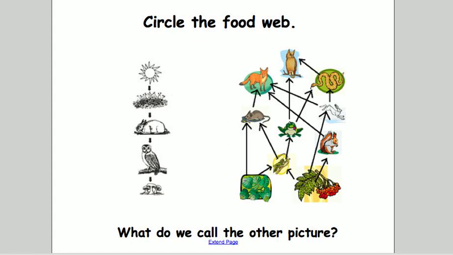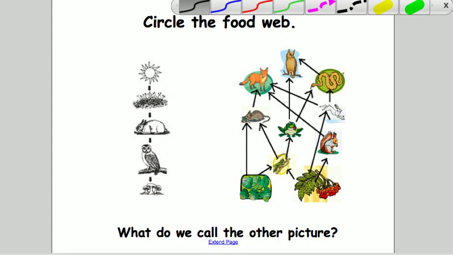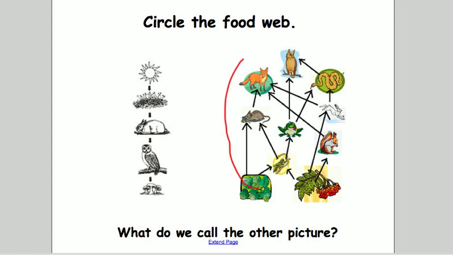Now, circle the food web. That's right. This other picture is a food chain.